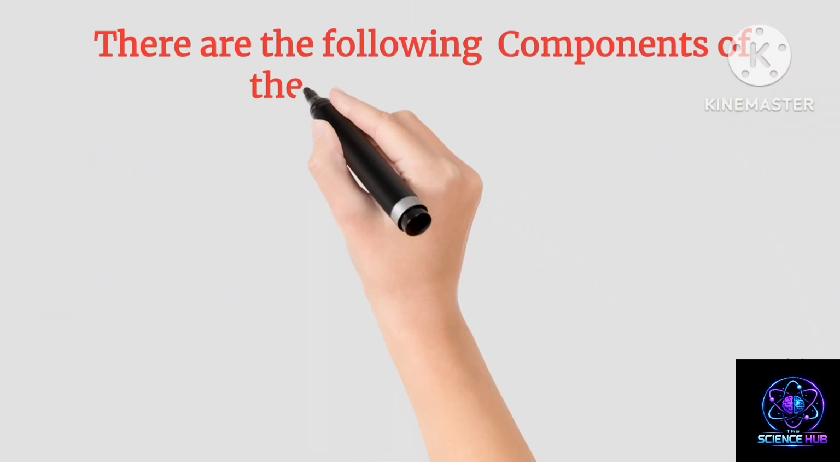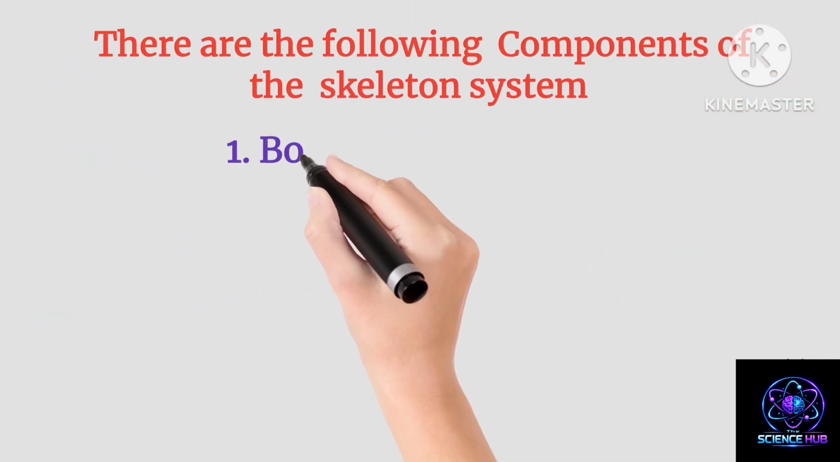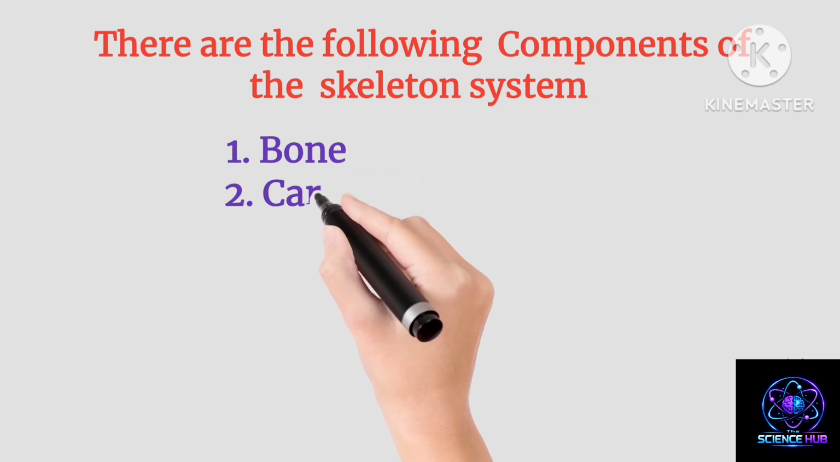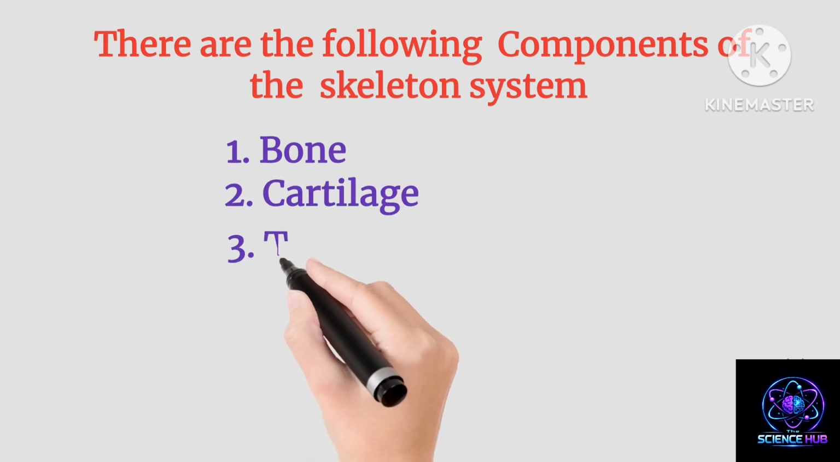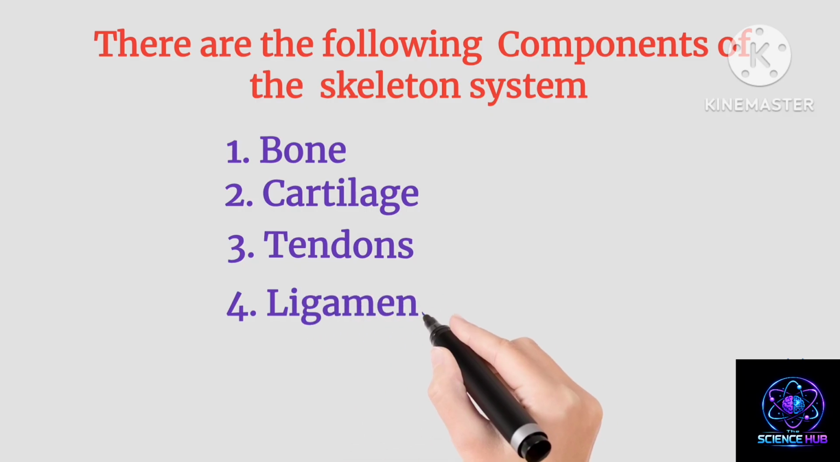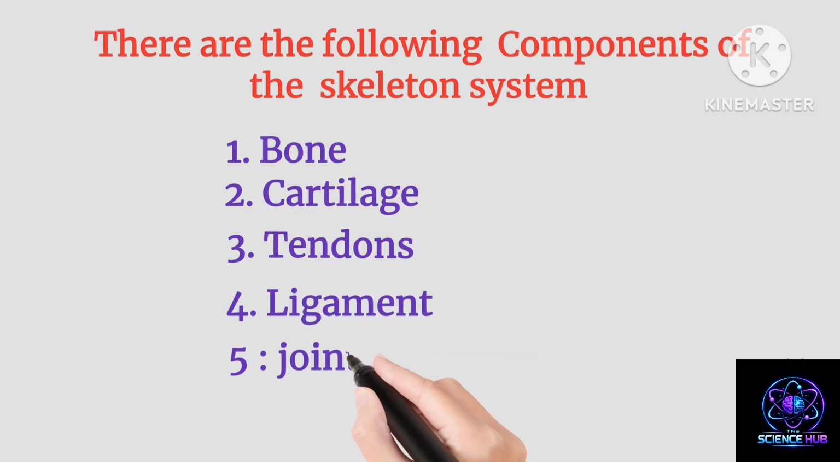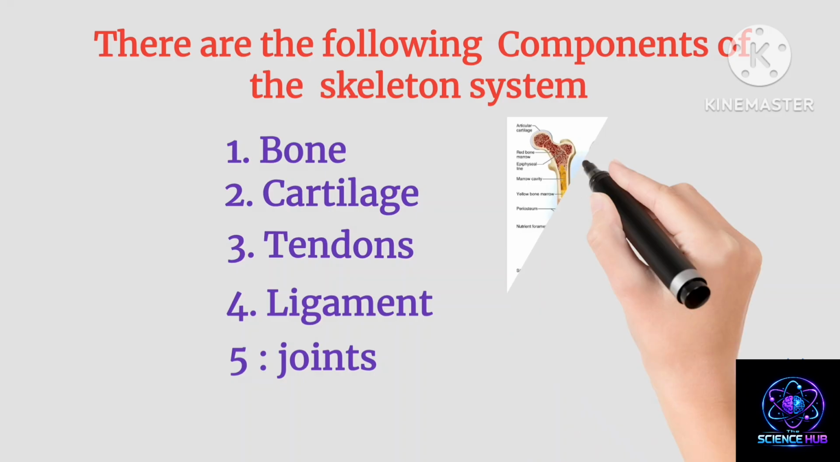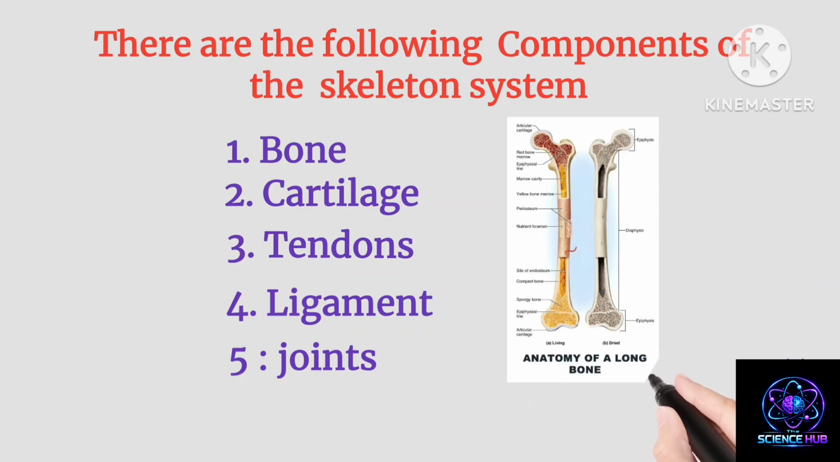There are the following components of the skeleton system. Number 1, bone. Number 2, cartilage. Number 3, tendons. Number 4, ligaments. Number 5, joints. Let's understand this step by step.